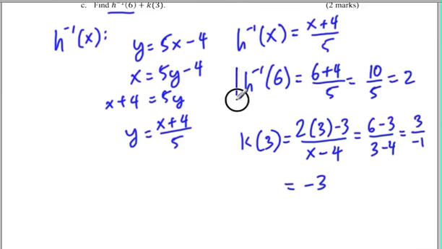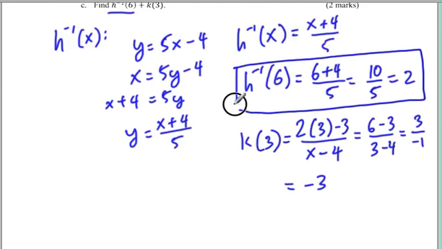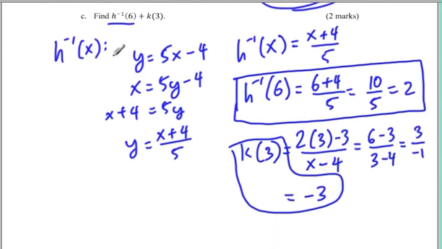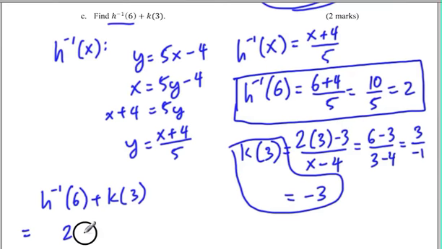So we've got our h inverse there, and we got our k of 3 over here. Now we just need to add these two values up. So the solution to our problem is h inverse of 6 plus k of 3, and that's equal to 2 plus negative 3, and that's equal to negative 1, and that's our solution.